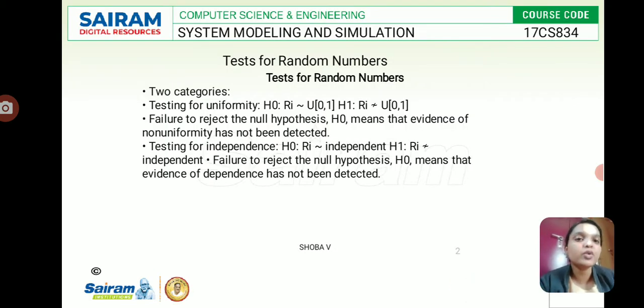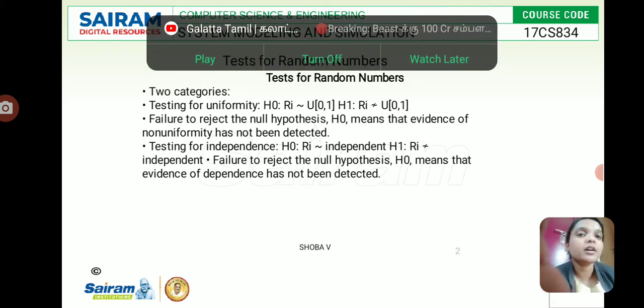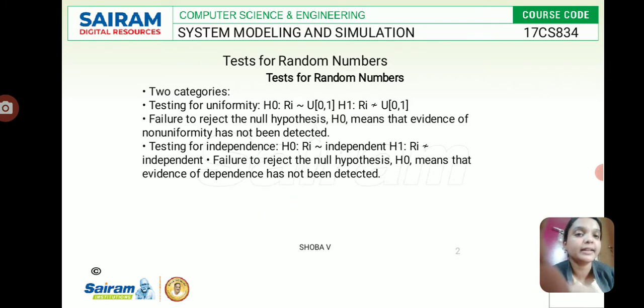So we have two categories: one is uniformity and another one is independence. Failure to reject the null hypothesis means that evidence of non-uniformity has not been detected. We already discussed this. The same thing applies for independence: failure to reject the null hypothesis, H naught, means the evidence of dependence has not been detected.